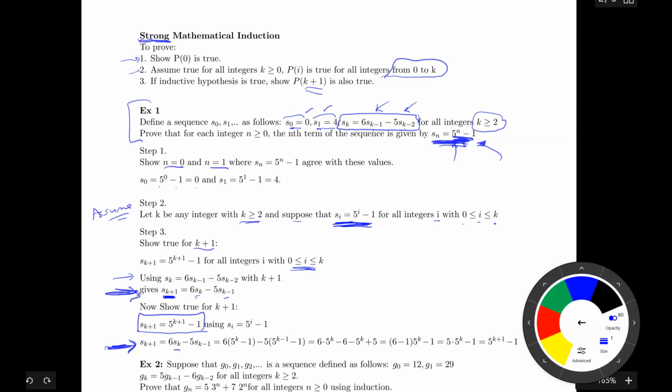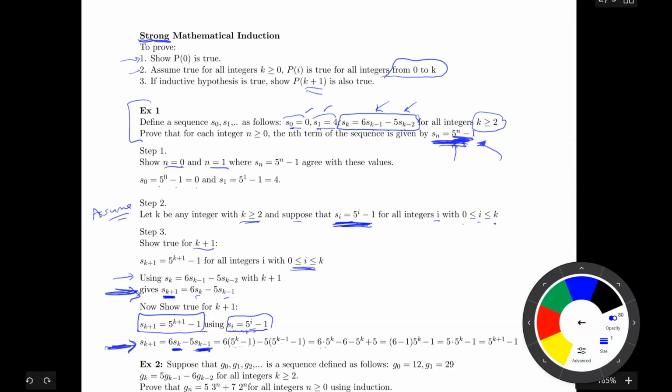And now I'm ready to put in what I've assumed for the s sub k and the s sub k minus 1. So what's s sub k equal to? S sub k, using this, right, is 5 to the k minus 1. S sub k minus 1, using this, right, is 5 to the k minus 1 minus 1. Okay, so then here comes just algebra.